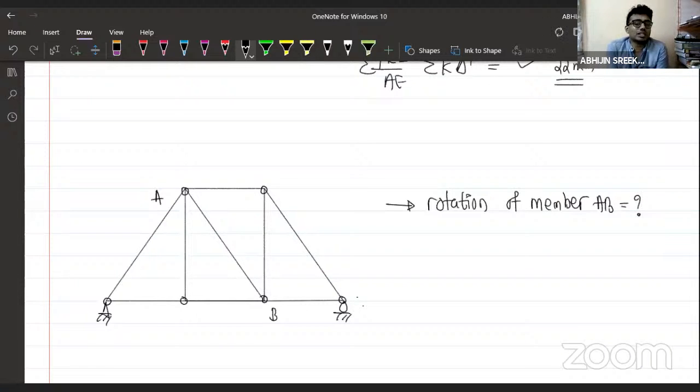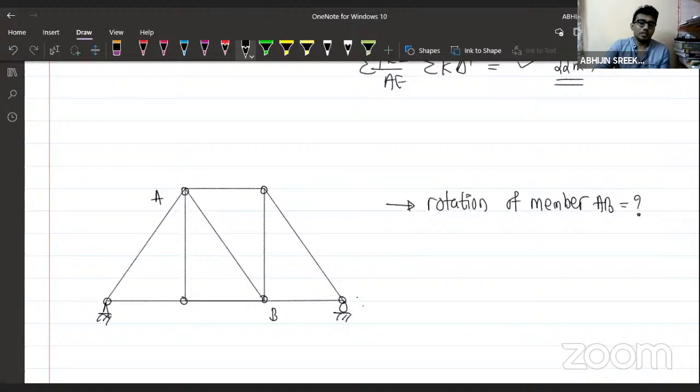This rotation can be due to any reason. Let's say it is due to lack of fit, due to temperature change, or due to external loading. Whatever the reason behind it, I'm interested in the concept of finding the rotation of a member. Okay, apply a unit moment. Very good. See whether it is correct or not. Any other ideas on how to calculate the rotation of the member AB?